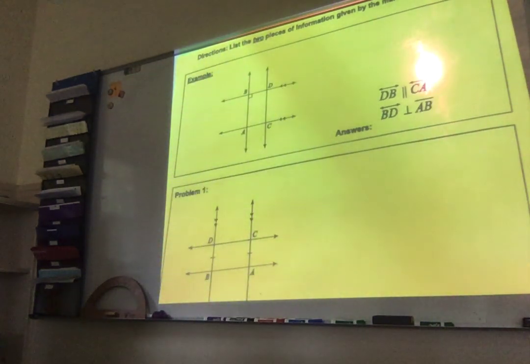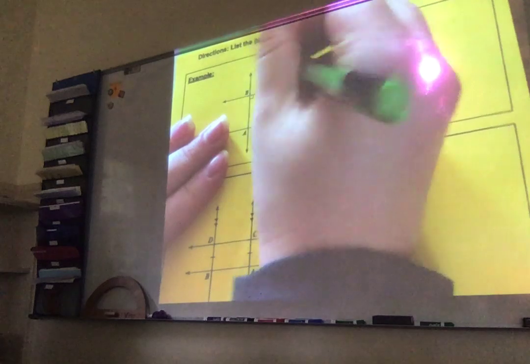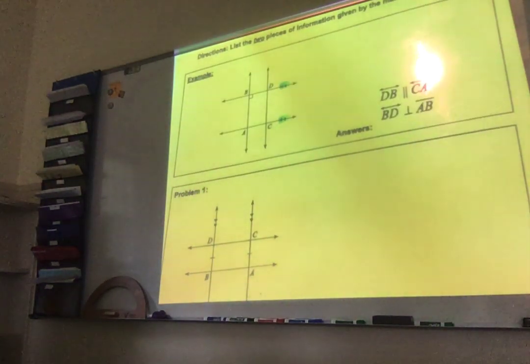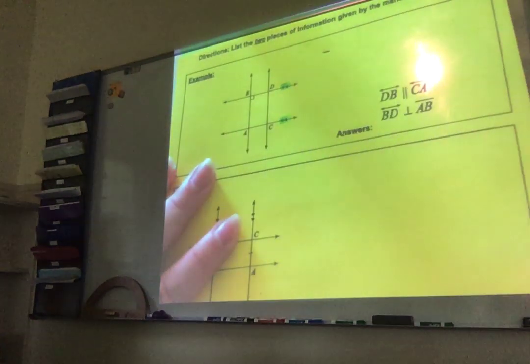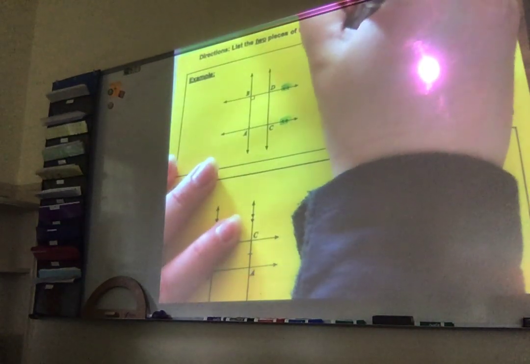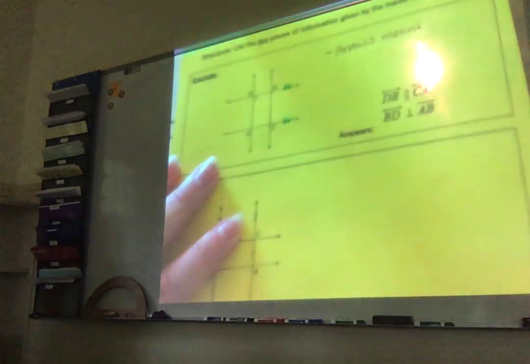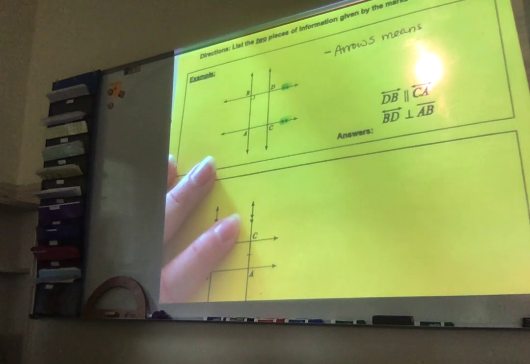What kind of marks are you seeing here? I'm seeing arrows. Alright, let's stop there. So again, we have arrows. I'm going to highlight those. And then off to the side, I'm going to create a bulleted list. So the arrows mean what? What are they indicating in this picture?